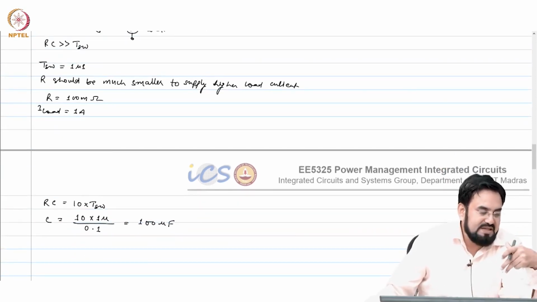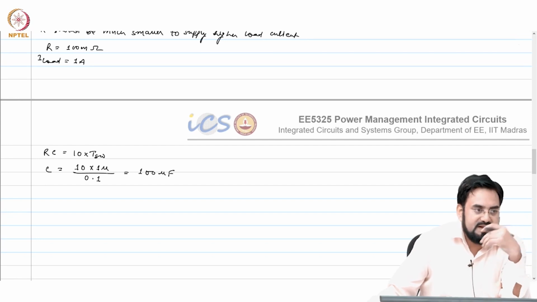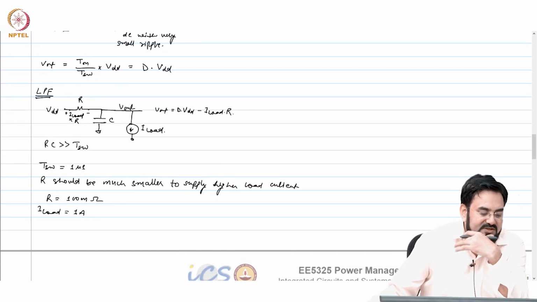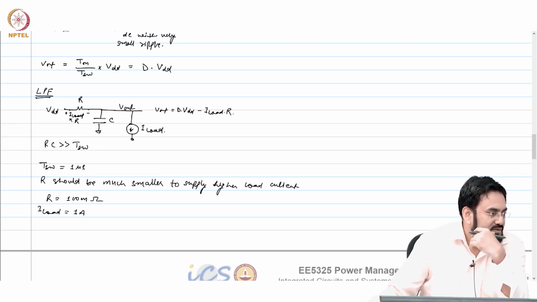And even this 10 times I am considering is on the lower side actually. Usually you would like to have a time constant even much larger, so that your ripple can further reduce. So 100 microfarad is not a small cap, it's a huge cap actually. So it's not feasible to implement with RC because it will require a very large cap, which is not practical actually.